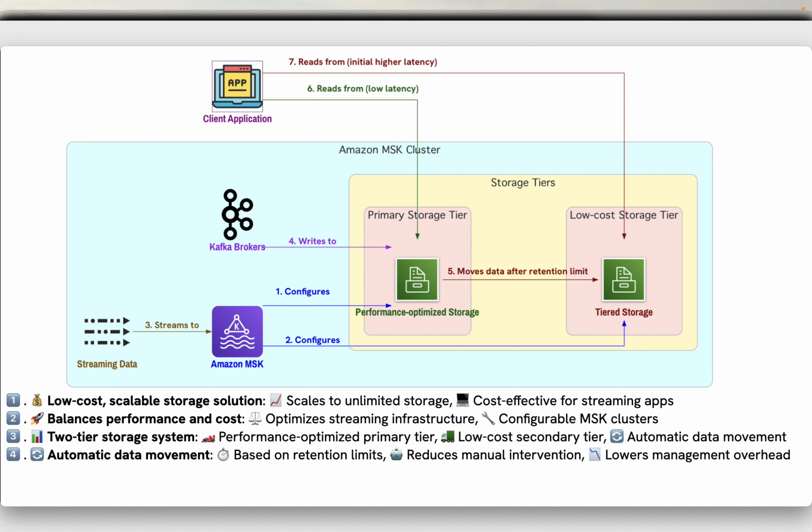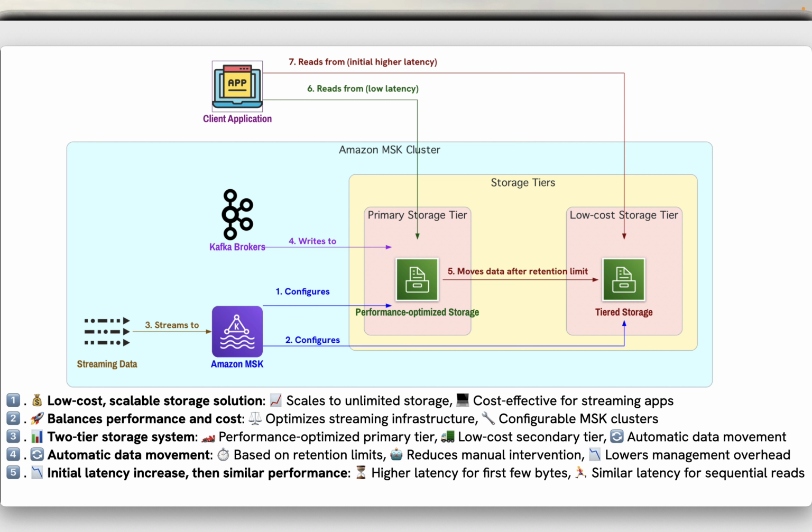The system automatically manages the movement of data between tiers based on the retention limits, reducing manual intervention and management overhead. When your application starts reading data from the tiered storage, you can expect an increase in read latency for the first few bytes. As you start reading the remaining data sequentially from the low cost tier, you can expect latencies that are similar to the primary storage tier.